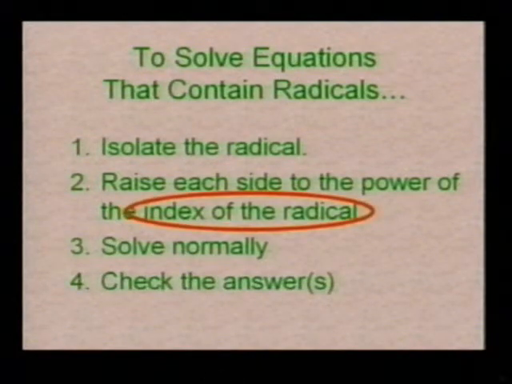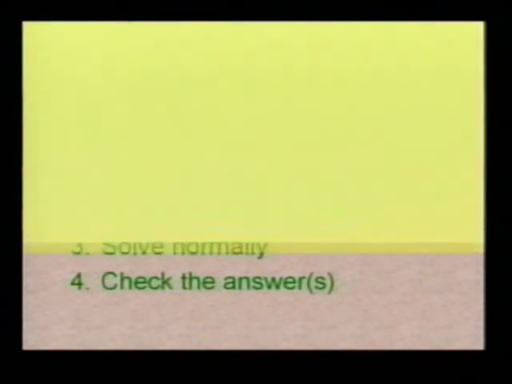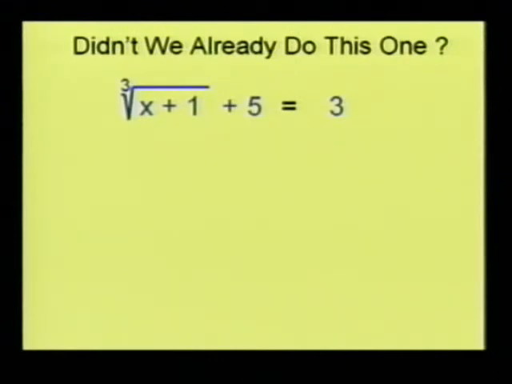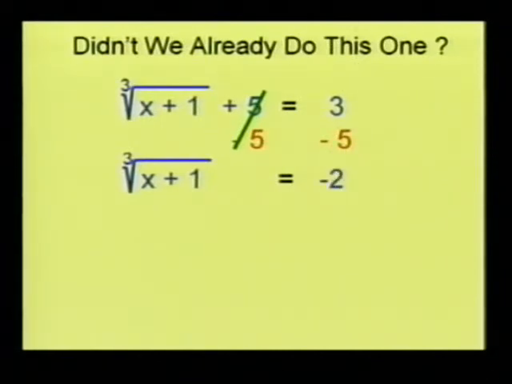Let's look at the index of the radical, because when you say, why don't you just square both sides? Well, let's see. We want to isolate the radical. The radical in this case is a cube root now. Make sure you note. Let's subtract 5 from both sides. And in this case, I get cube root of x plus 1 equals minus 2.